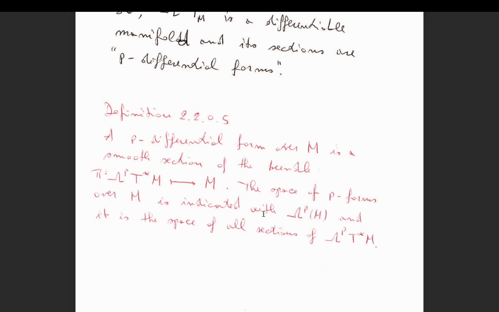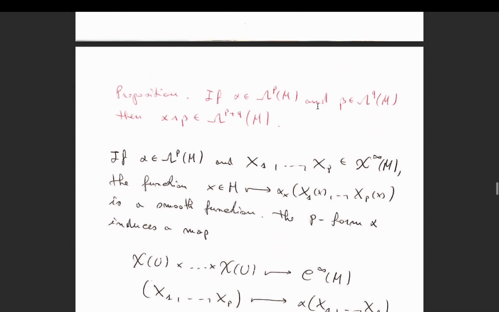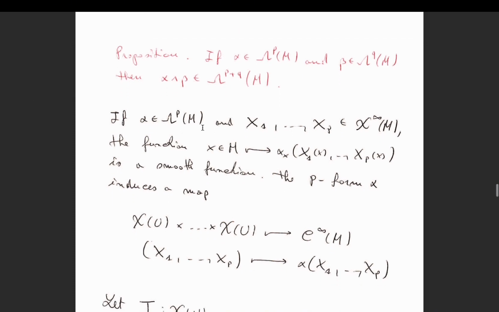Now, if alpha is a p-differential form and beta is a q-differential form, alpha wedge product beta is a p plus q differential form. Furthermore, if alpha is a p-differential form and X1, ..., Xp are smooth fields, the map x into alpha(X1(x), ..., Xp(x)) is a smooth map defined over M.